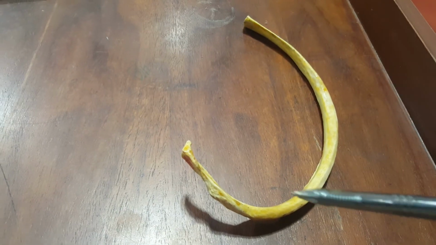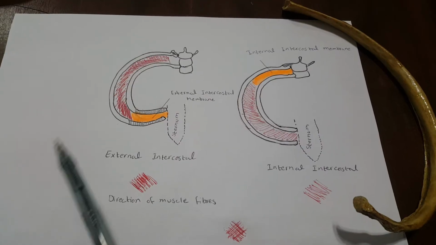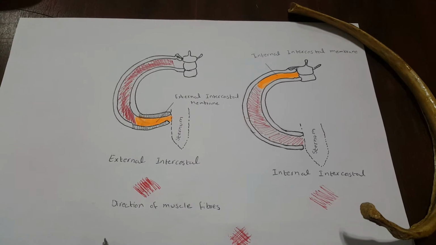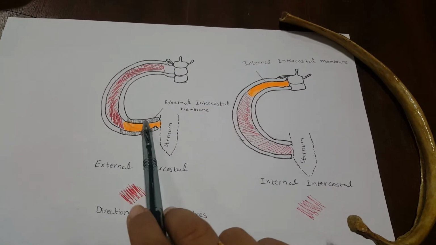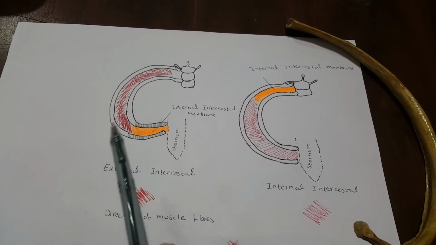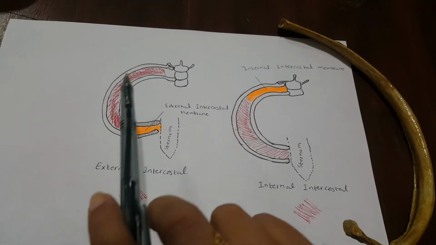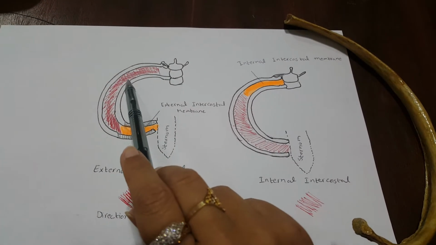Now let us discuss attachments on the shaft of typical ribs. In this diagram I have drawn external intercostal muscle. As you can see in this diagram I have drawn two ribs. This is sternum, this is vertebrae. External intercostal muscle originates from the lower border of the rib above the space.